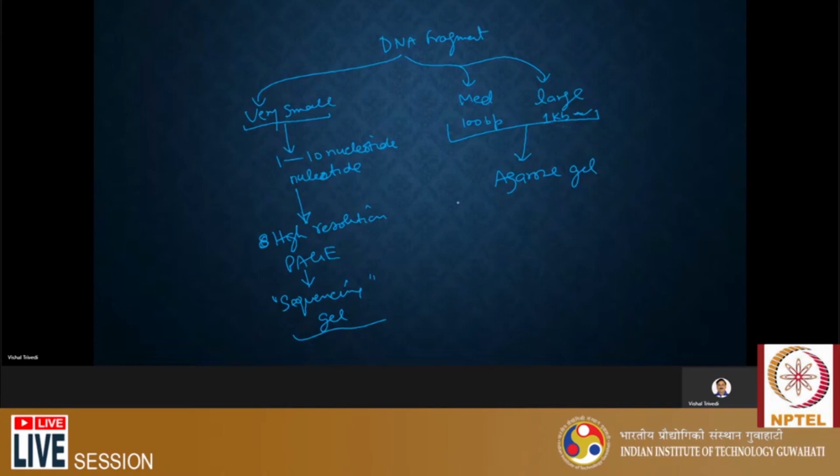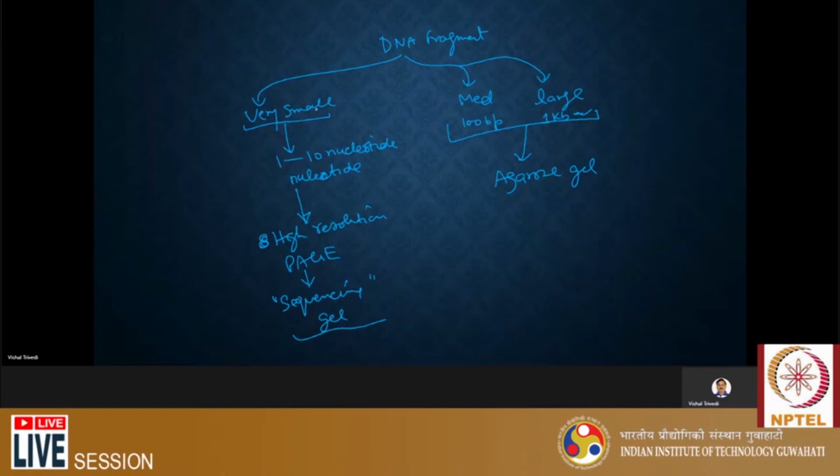Depending on the size, because agarose has low resolution, it's good for the large DNA, but it's not good for the small DNA actually. So for the small DNA, you should use the high resolution PAGE gels or the sequencing gels.